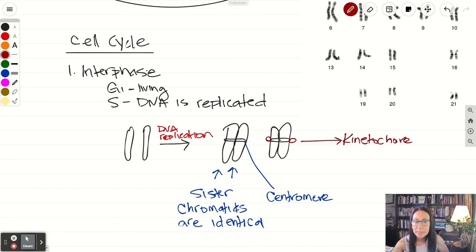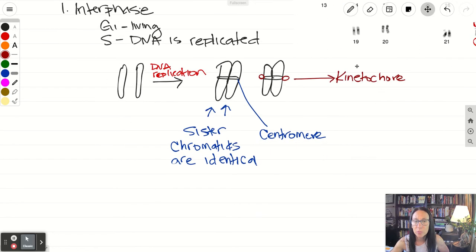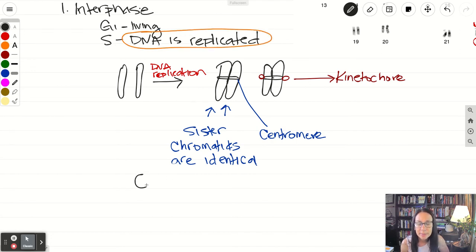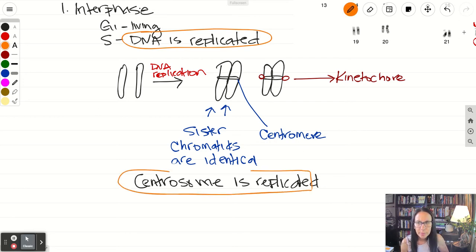Okay. The second thing that happens in the S phase is this other structure replicates called a centrosome. Okay, so I'm just going to circle this. So DNA is replicated. And the second thing is that the centrosome is replicated. And this, I showed it to you in the last video. It's these little barrels. They look like little barrels, and they are necessary for mitosis. So they replicate in the S phase.